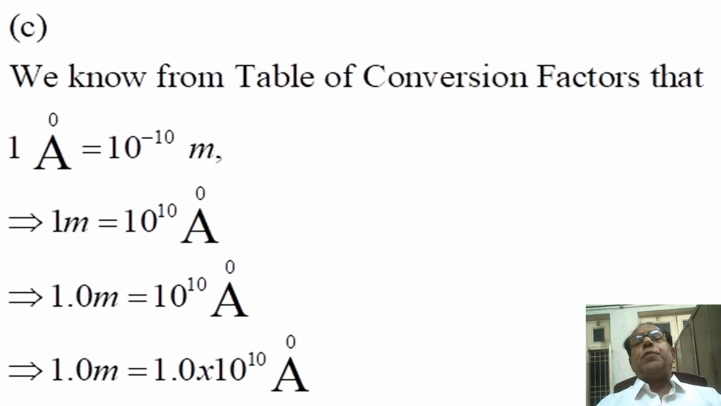We know from the table of conversion factors that 1 angstrom is equal to 10 raised to the power minus 10 meter. This implies that 1 meter will be equal to 10 raised to the power plus 10 angstrom, because when 10 raised to the power minus 10 is shifted to the other side of the equality, it is converted into 10 raised to the power plus 10. This implies that 1.0 meter is equal to 10 raised to the power 10 angstrom, which is 1.0 into 10 raised to the power 10 angstrom.